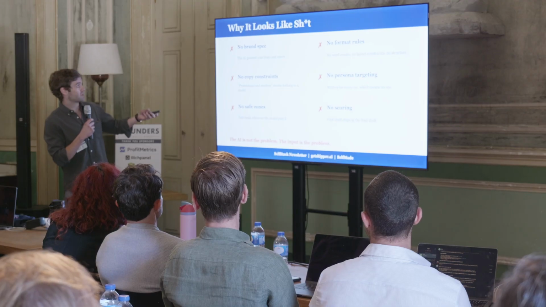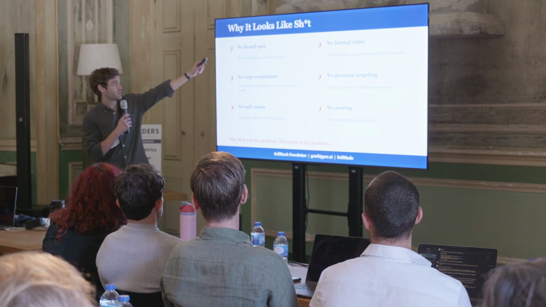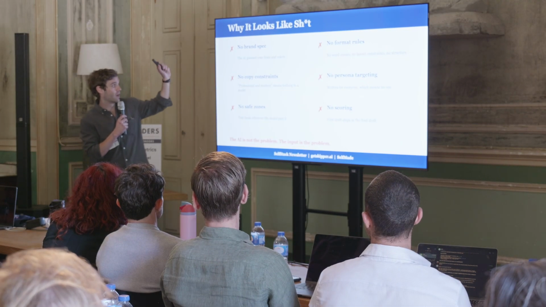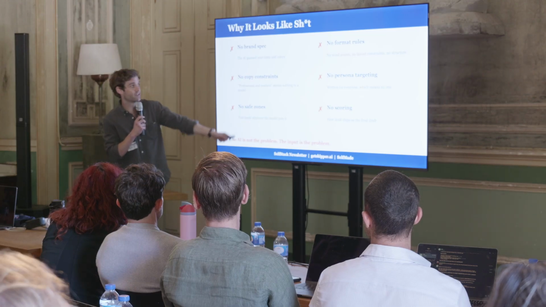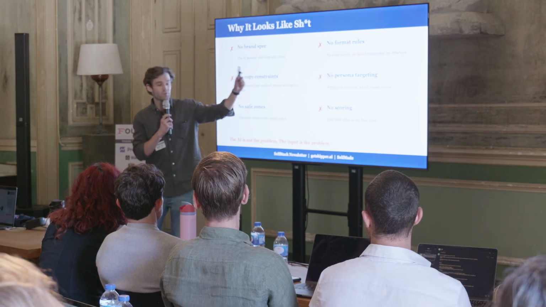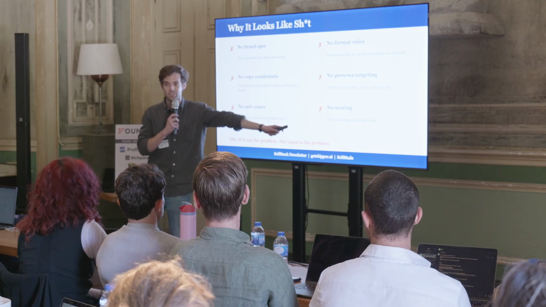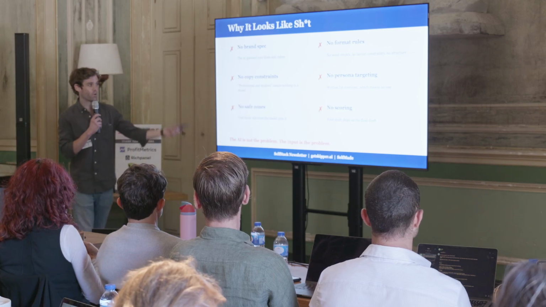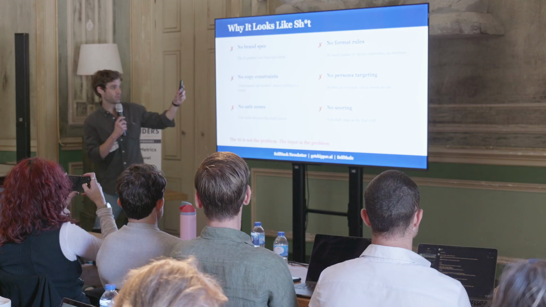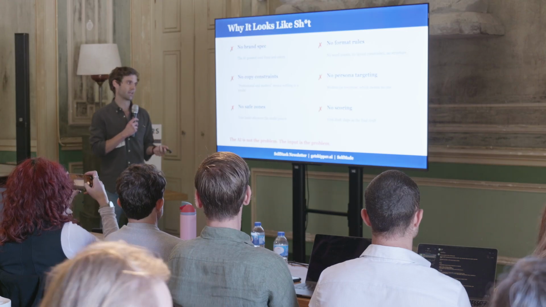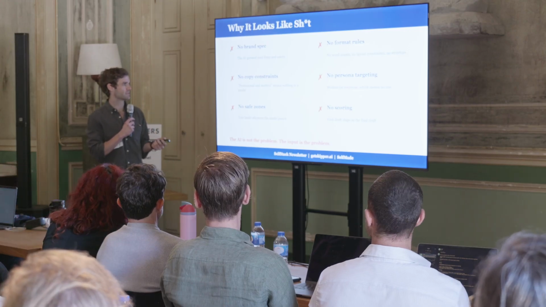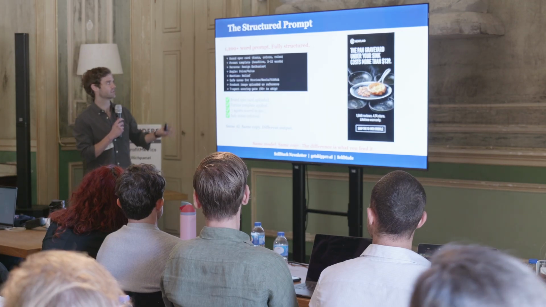So why does this ad look bad? We're missing a lot of core things here. We have no brand spec guide. There's no copy constraints. We have no safe zones. There's no formatting rules. We have no persona targeting, and we have no scoring system, right? And we're going to get into what all these things are and how to actually build this out. And I'm giving you guys a lot of sauce here. I was like, should I give them all the sauce? But I'm going to give you like 90% of the sauce.